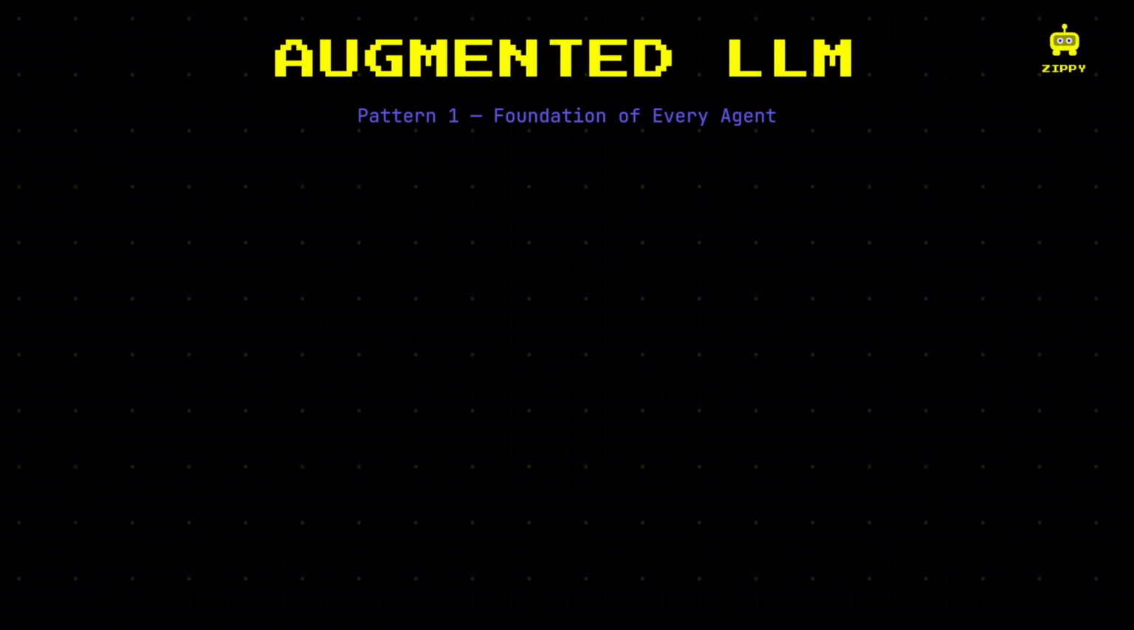Building agents from scratch every time is slow and error-prone. Experienced builders use patterns, reusable solutions to common problems. The first pattern is augmented LLM. It's the foundation of every agent.